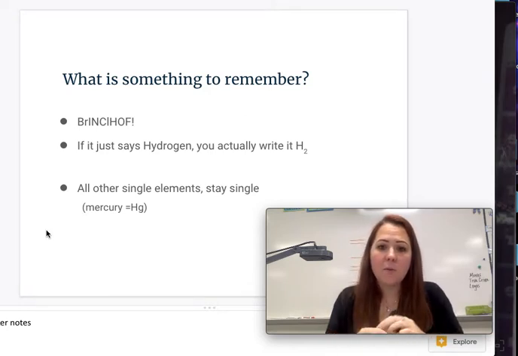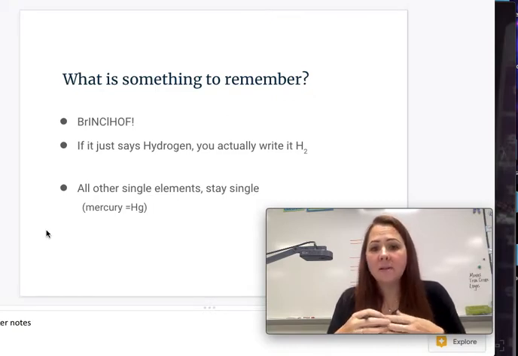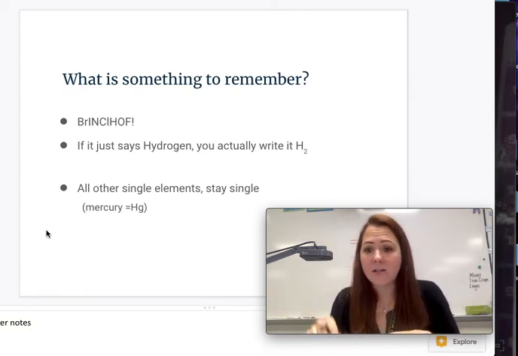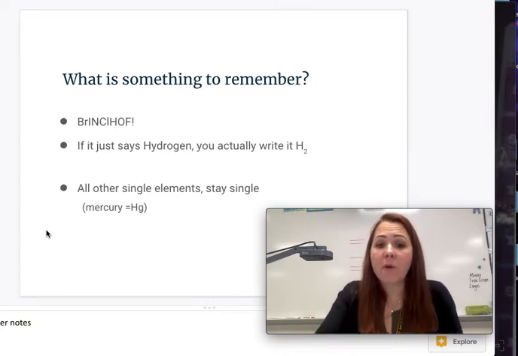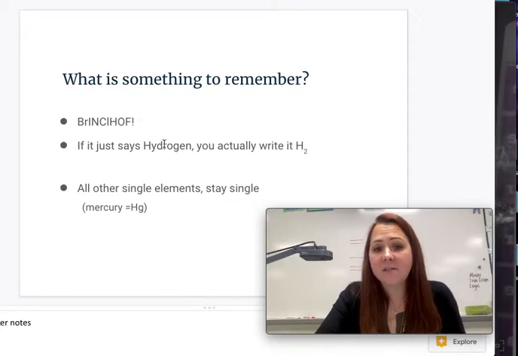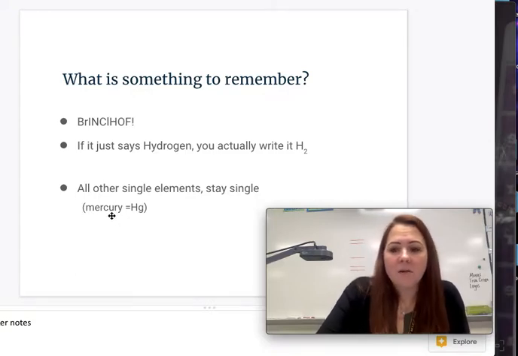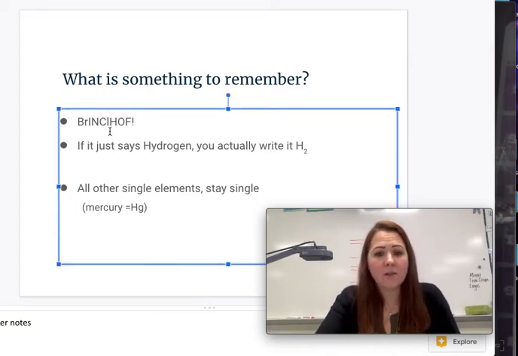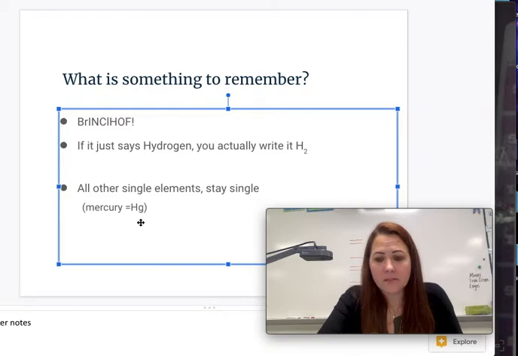But one of the big things to remember is we use a lot of the Brinkelhoff elements in their elemental state in the lab. So you're going to see a lot of hydrogen reacts with oxygen, and you're going to have to know that hydrogen is a part of Brinkelhoff, that diatomic element group. If something just says hydrogen all by itself, not in another compound, you're going to give it a 2. If it says something like magnesium reacts with oxygen, magnesium is not in Brinkelhoff, so you're not going to write the 2 with it. You would just write down the plain element symbol.